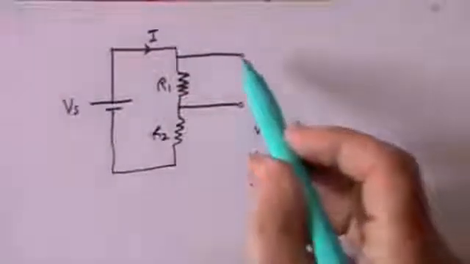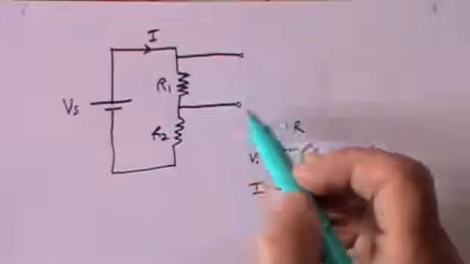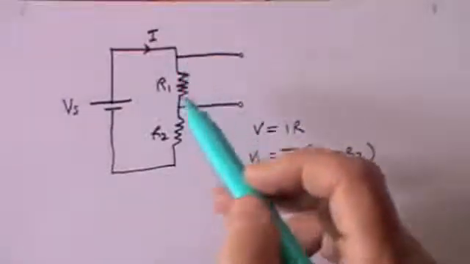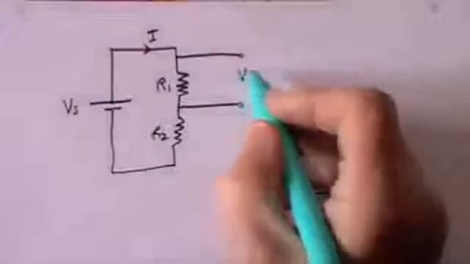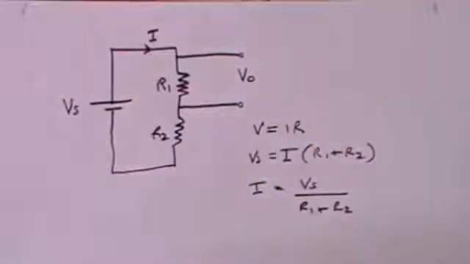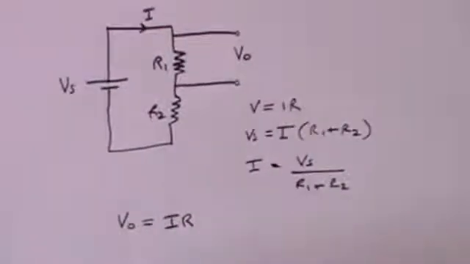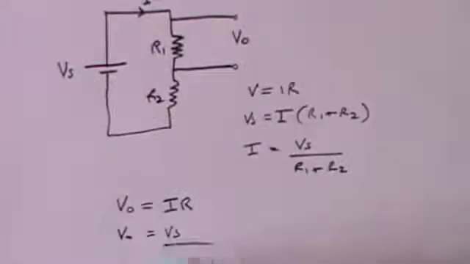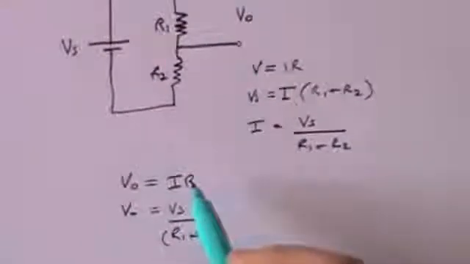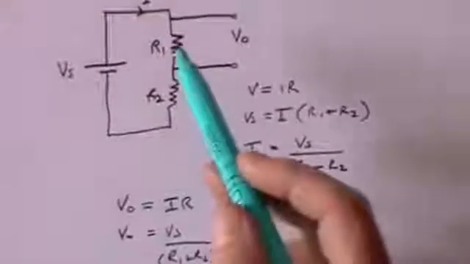Now suppose I take a voltmeter and I put the voltmeter across these two terminals here. In other words, I'm measuring the voltage drop across that resistance. What will that be? Let's call that VO, V output, as it were. Well, VO is going to be IR. And in this particular case, VO is going to be I, the current that we just calculated, which is Vs over R1 plus R2, times the resistance that we're going through, which of course is R1.